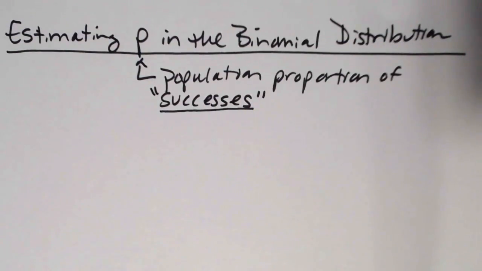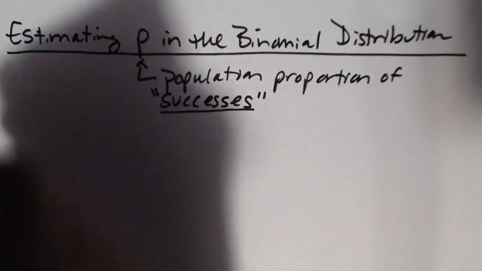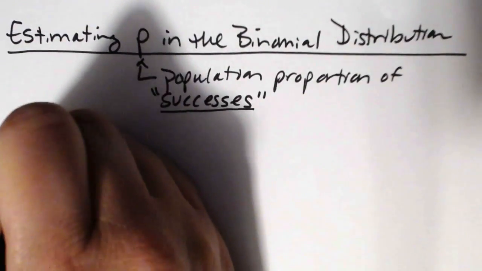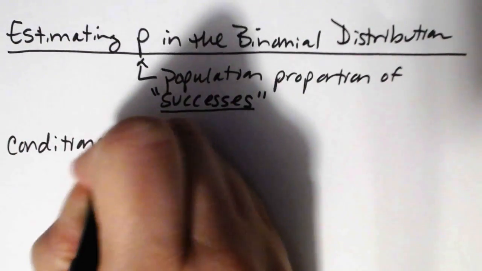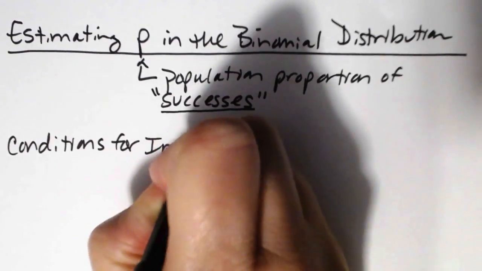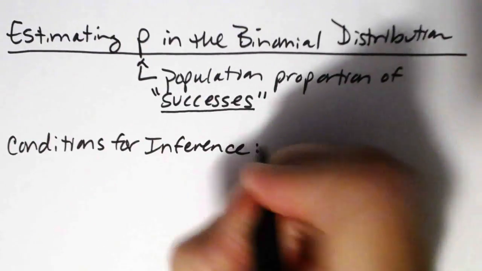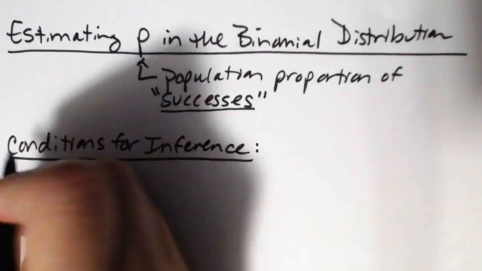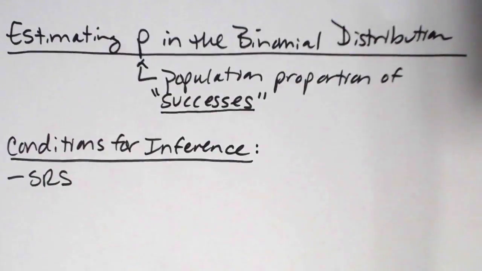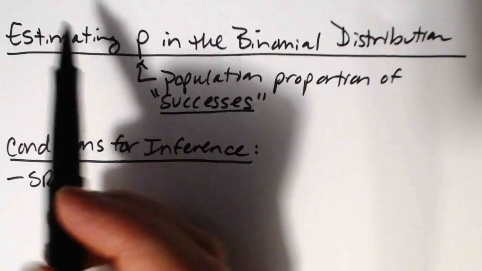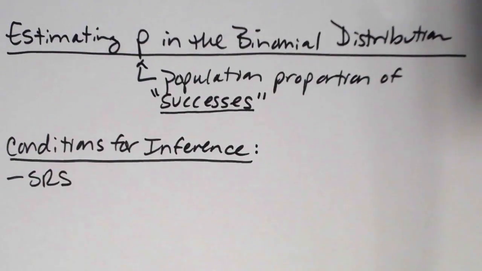So let's take a look at, again, the conditions. There are conditions for inference associated with this as well. The first one, which holds true for every single confidence interval that we want to compute, is we need to have a simple random sample. The data need to have been randomly sampled. If it's a biased sample to begin with, we have no business using it to estimate the value of a population parameter. Okay, so we need a simple random sample.